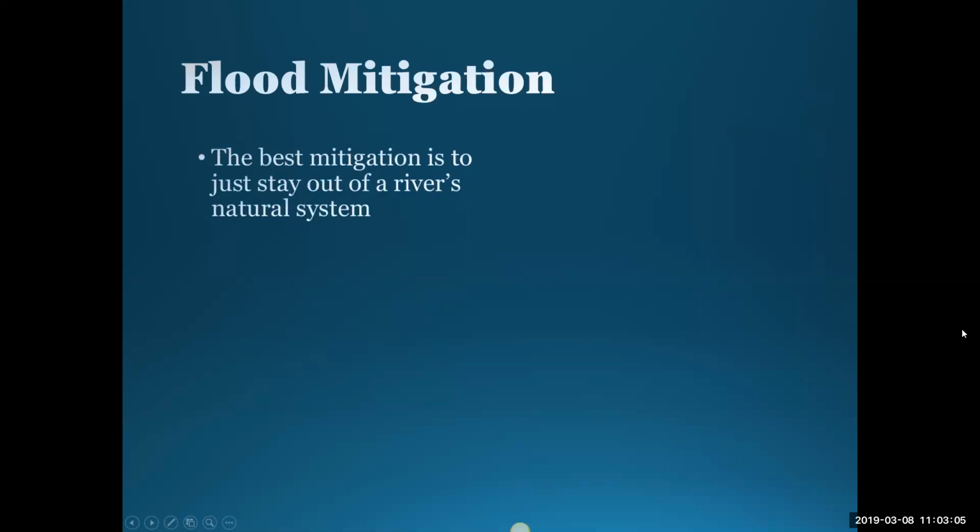The exam states that the best mitigation is just to stay out of rivers' natural systems, similar to what we talked about last time with landslides. That's a fine attitude in the Western United States where there are places you don't have to be in a flood plain, but that's not always possible. The best mitigation is to stay out of the way, but I know that's not the end answer.